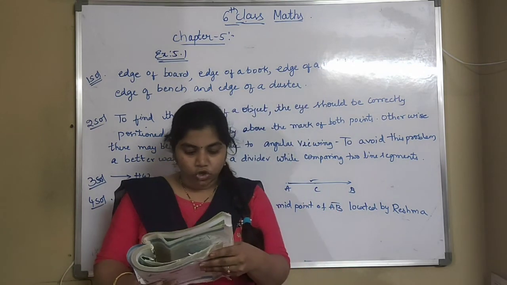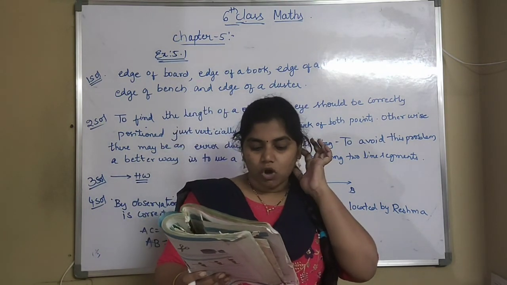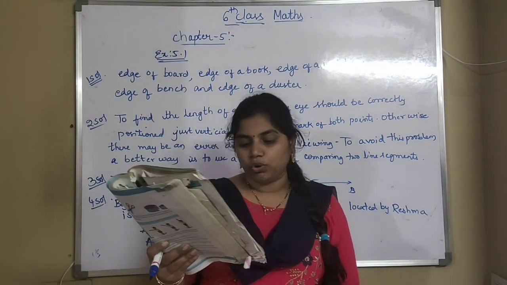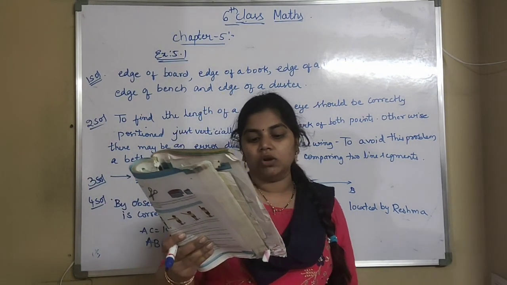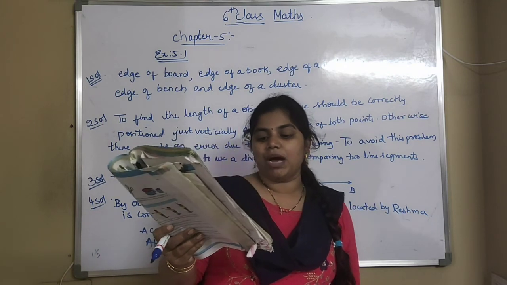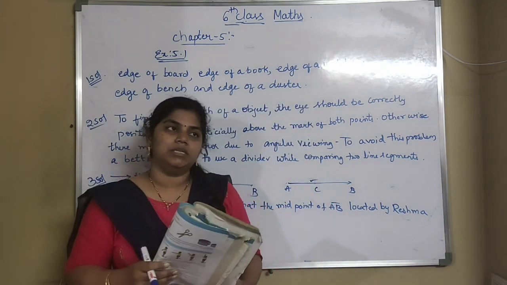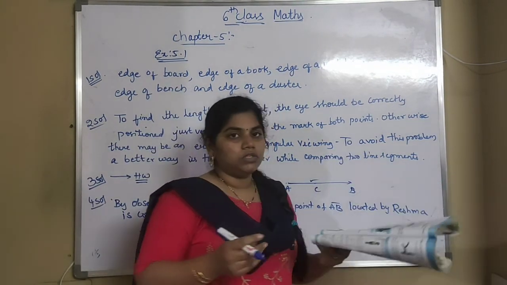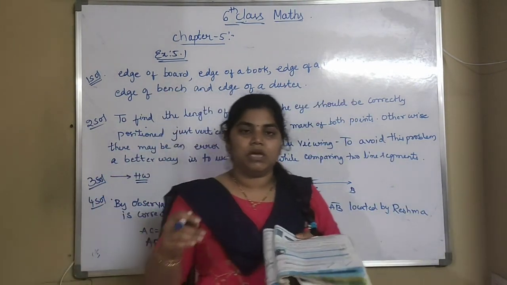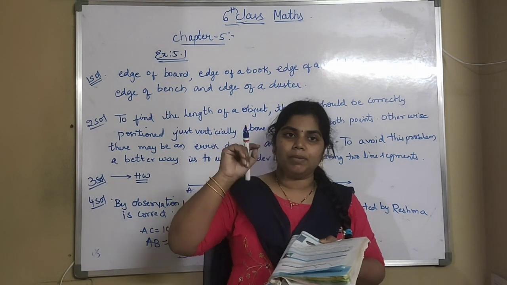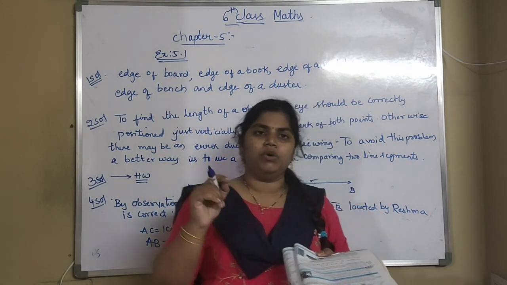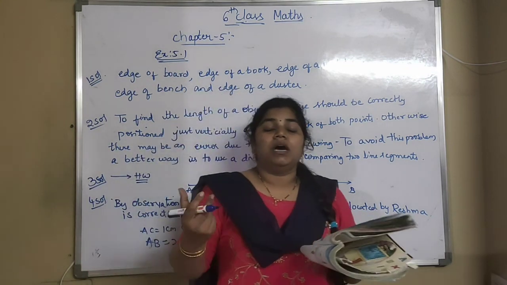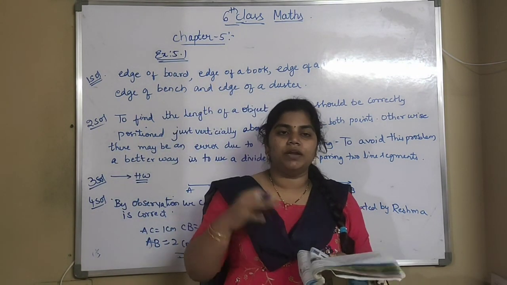Each of these figures given alongside has many line segments. For the almirah, we have shown one line segment along the longer edge. Identify and mark all such line segments in these figures. They have given some figures here, and in those figures we are seeing some line segments. For every endpoint, you name it with an alphabet and write how many line segments are there in that figure.